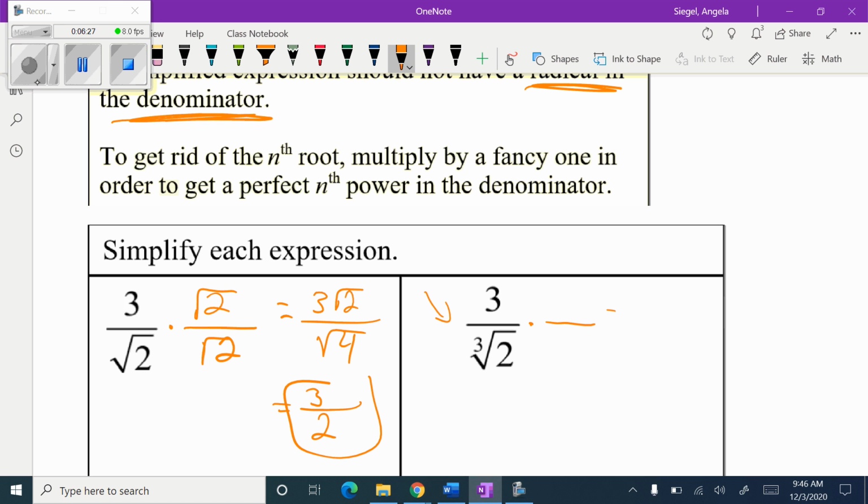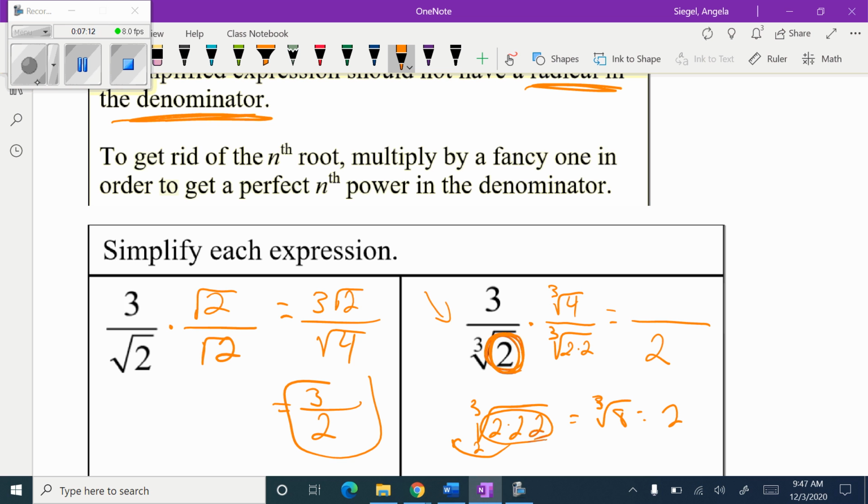When you get to a problem like this, it becomes a little bit more complicated. So think about, I need to make this 2. I have one 2 here, but I need a group of three 2s to come out as a normal 2. So that's the way I look at it. If I have one 2 here, then I'm going to multiply by 2 of the remaining 2s to get to that cubed root of 8, which is 2. That's my goal. So I'm going to multiply both the top and the bottom by that set of two 2s. So I have 3 cubed root of 4 over 2 on top.